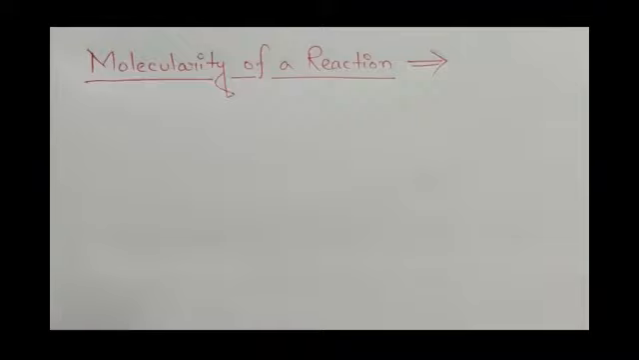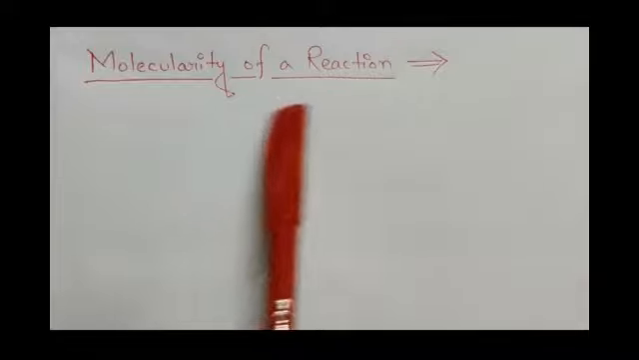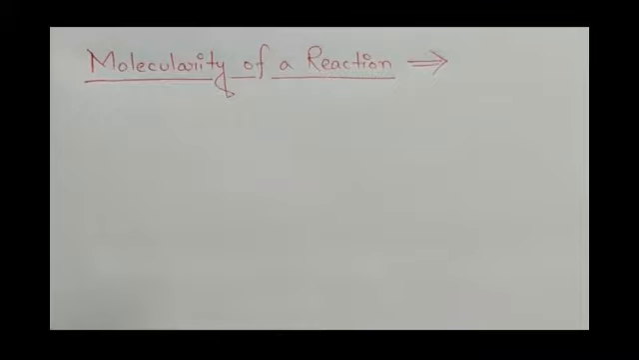But for now, keep it in mind that the number of atoms or ions or molecules which collide with each other simultaneously to form a successful chemical reaction is called the molecularity of a reaction. Am I clear? Those molecules, atoms or ions which take part in the chemical reaction to form a successful reaction, their number is called the molecularity of the reaction.